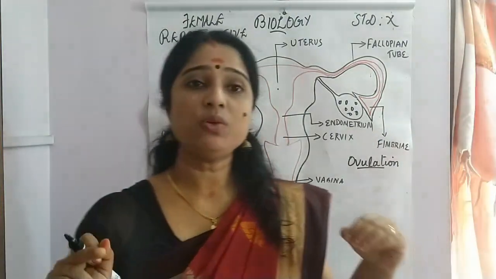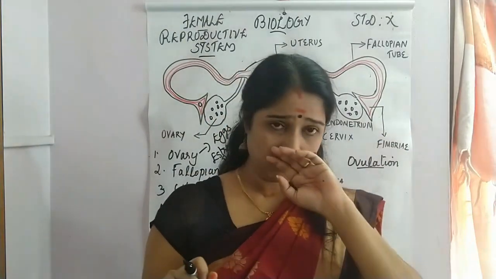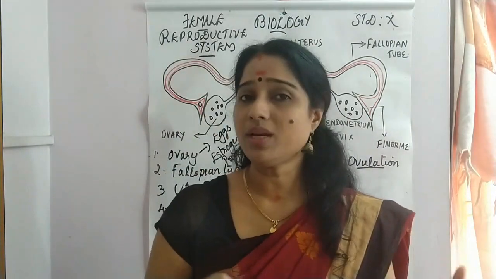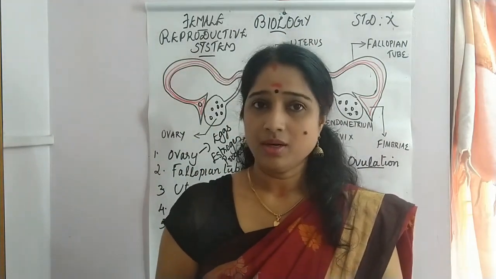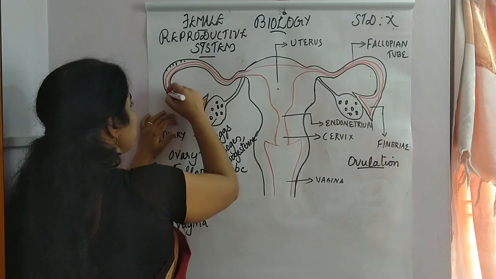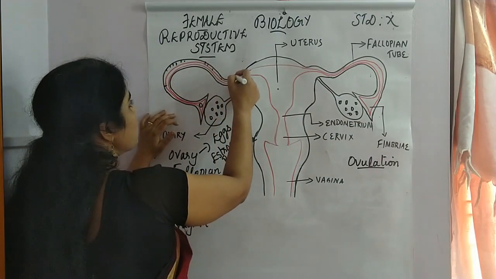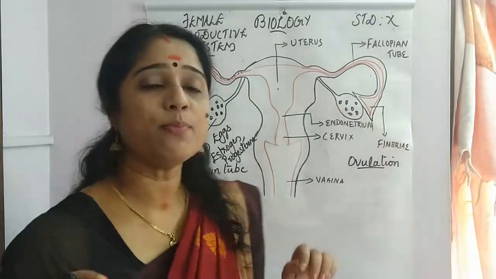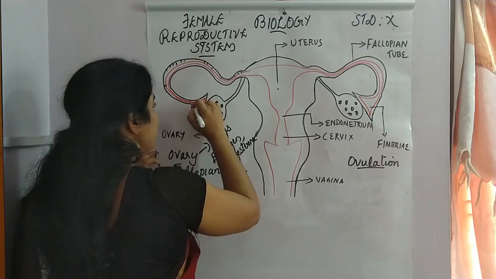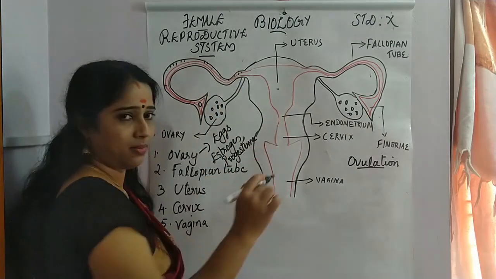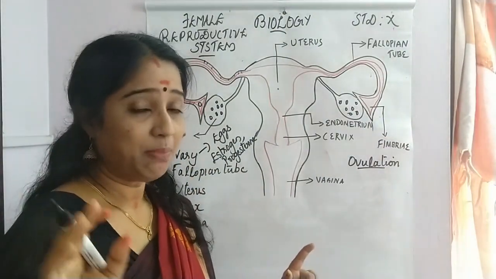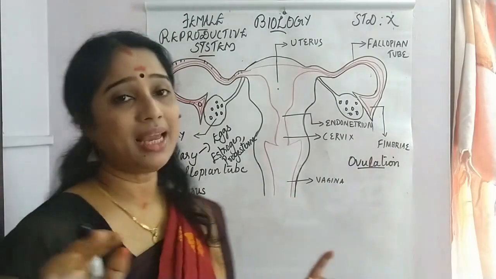When I say this, you may have a doubt: last class I told you the egg is non-motile. Then how does it pass through the fallopian tube? It is because of the hair-like structures present in the fallopian tube. By the wavy movement of these hair-like structures, the egg is pushed towards the uterus. The egg doesn't move alone because it is non-motile. Something should be there to push the egg, then only the egg moves.